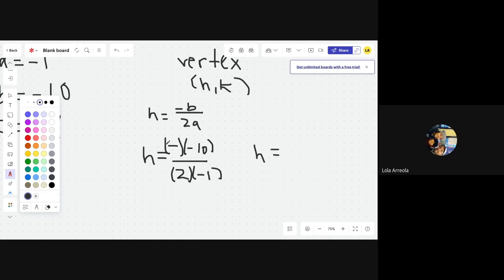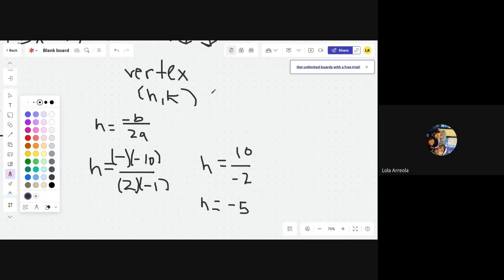I have -1 times -10, so that's a +10. A negative times a negative gives me a positive. And 2 times -1 is -2. So H is equal to 10 divided by -2, which is -5. So I just solved for my H value. As far as the vertex, I just solved for H, so I can plug in H there.